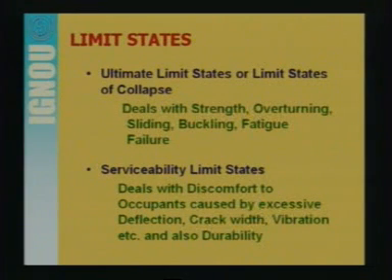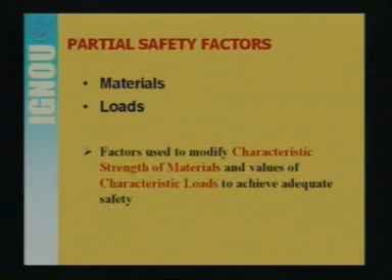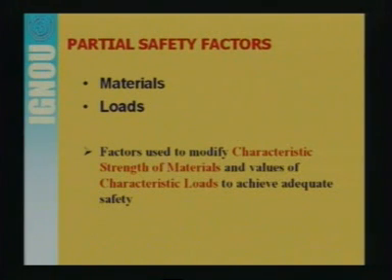Next, we told what the limit states are. First is the ultimate limit state or limit state of collapse. This deals with strength, overturning, sliding, buckling and fatigue failure of a structure. Second limit state is the serviceability limit state. This deals with discomfort to occupants caused by excessive deflection, crack width, vibration, etc., and also the durability of the structure. We also discussed the partial safety factors. There are two types of partial safety factors that are applied, one to the material, another to the loads. These partial safety factors are factors used to modify characteristic strength of materials and values of characteristic load to achieve adequate safety for the design of structure.